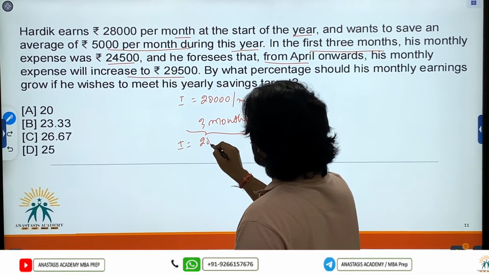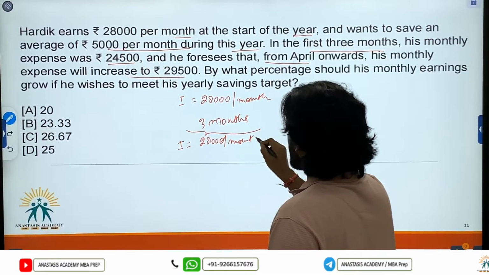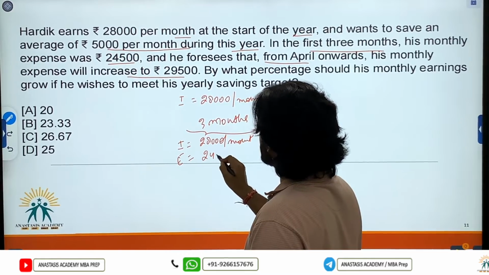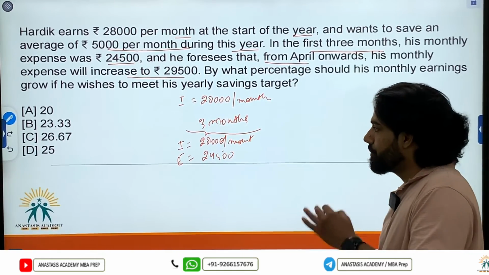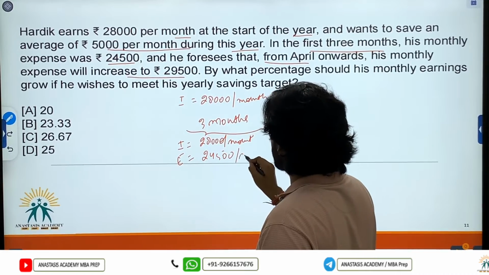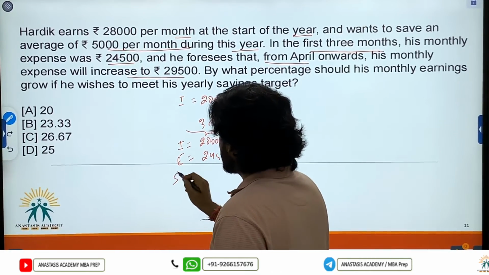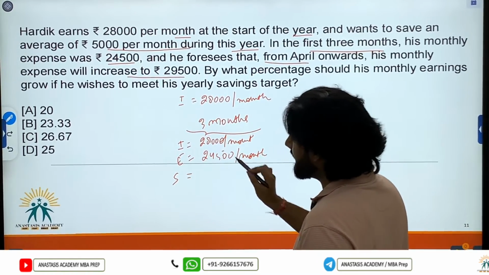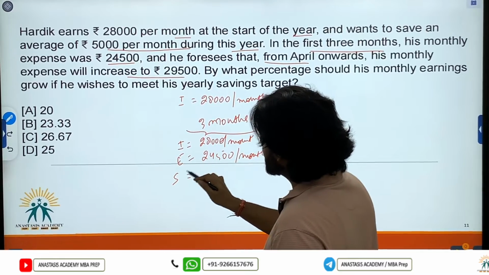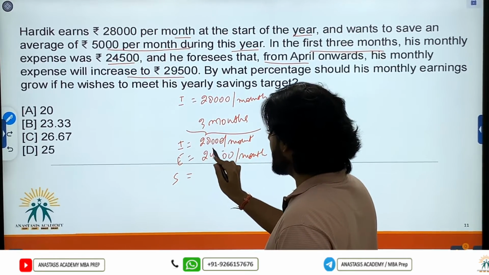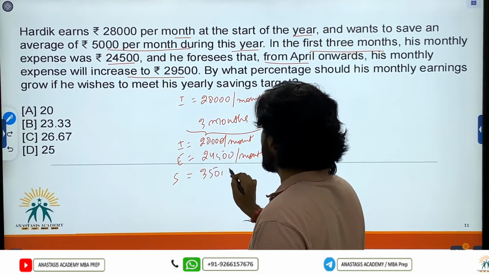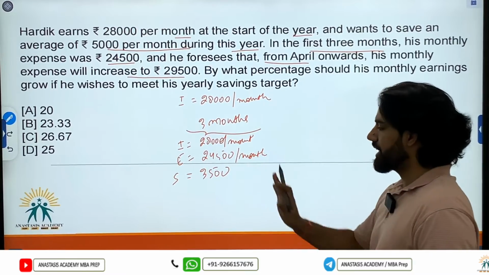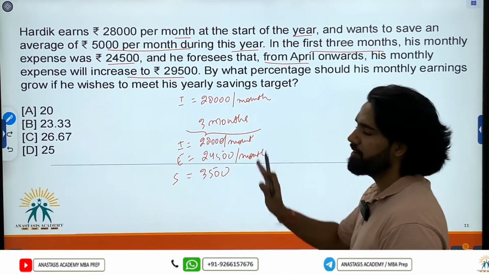So it is given for the first 3 months his income is 28,000 per month, right? And it is given that his monthly expense in these 3 months was 24,500, right? So his monthly savings in these 3 months would be how much? Expense is 24,500, so his savings monthly would be 3,500, right? This is the amount he managed to save per month for the first 3 months.